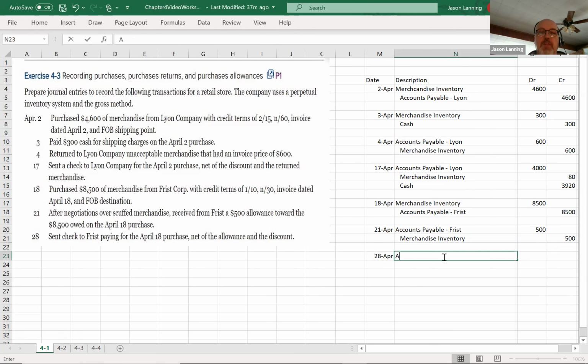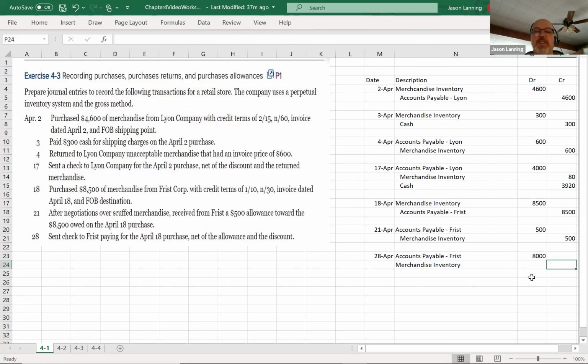So we know if we're paying this, we debit accounts payable to Frist for the $8,000. Now we know we're paying cash, so cash will be credited. The other part of this is we get to take our discount, and this discount is 1% within 10 days. So 1% of 8,000 is 80. And again, this will be credited to merchandise inventory.